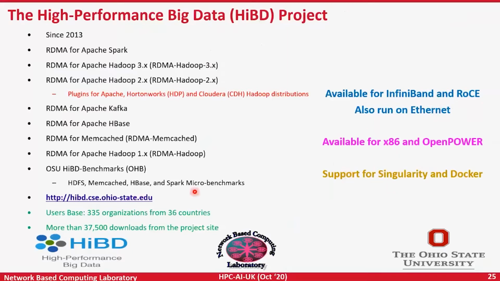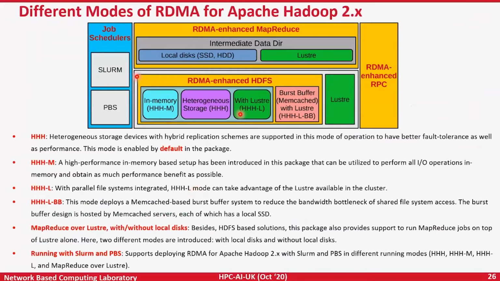Just to give you an insight, if you take a look at Hadoop, inside that you have MapReduce, HDFS, and RPC. All these components we have enabled to take advantage of RDMA and to provide the best in-memory computing. We have also done tight integration with Slurm and PBS. Most of the centers have Slurm and PBS, so just like you submit an MPI job, you can submit a Hadoop job. You don't need any additional software stack. And we have also done very tight integration with Lustre.